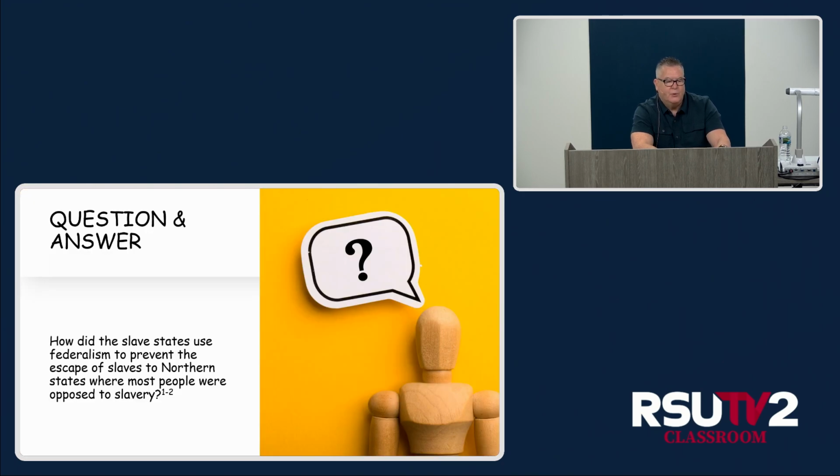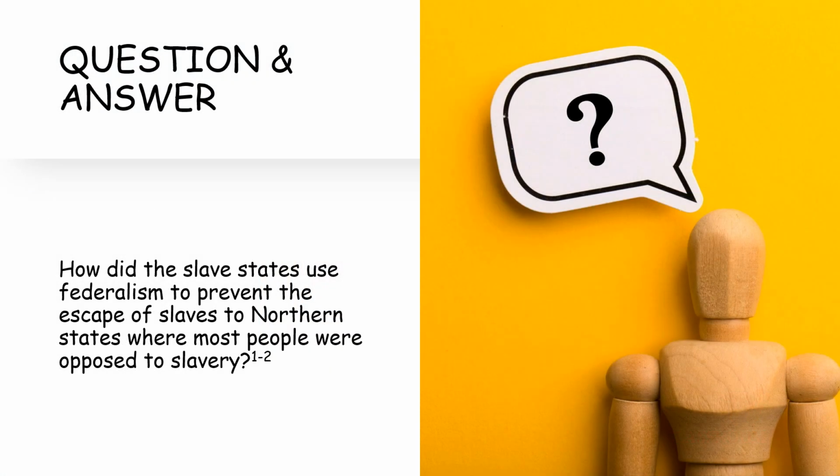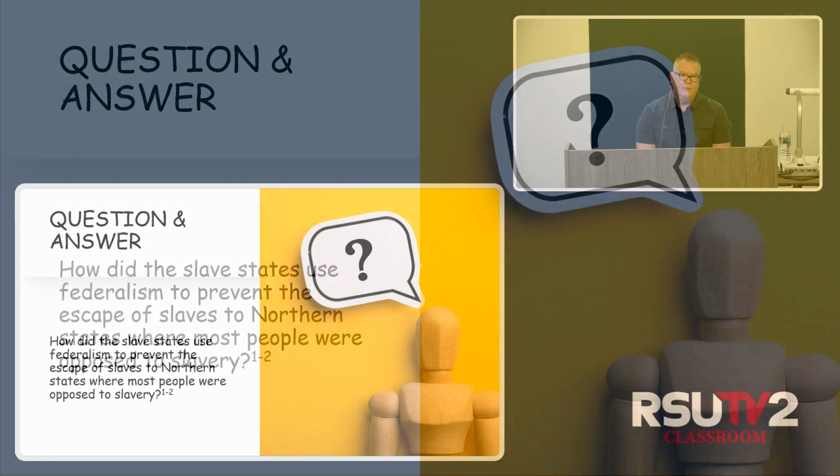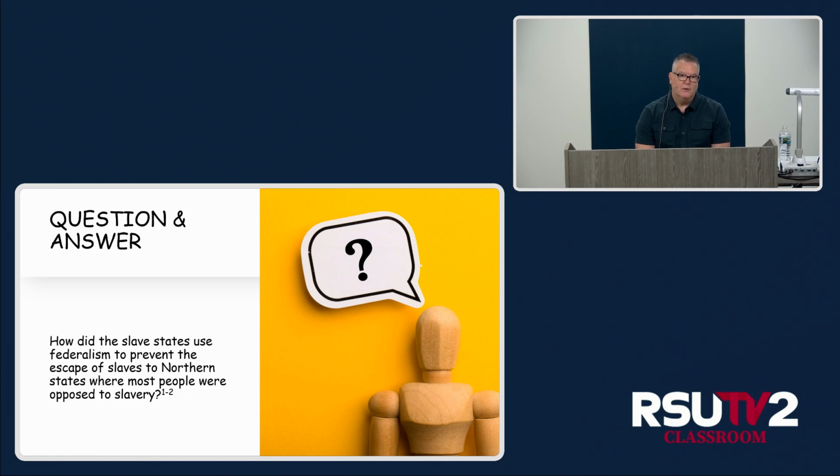So here's a last question. That is, how did the slave states use federalism to prevent the escape of slaves to northern states, where most people were opposed to slavery? And again, this was part of the wrangling that took place between the delegates from the northern and the southern states over the course of the Constitutional Convention.